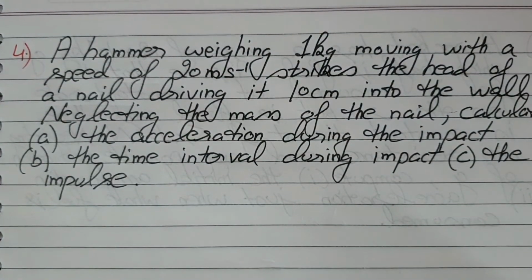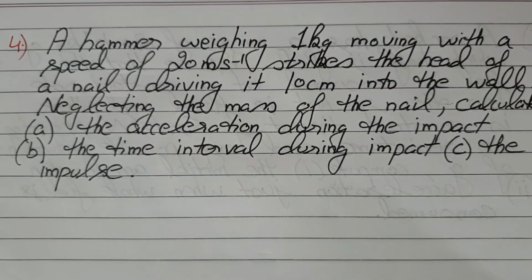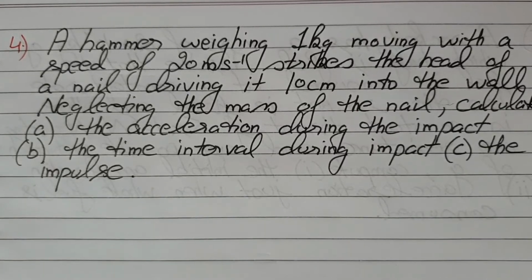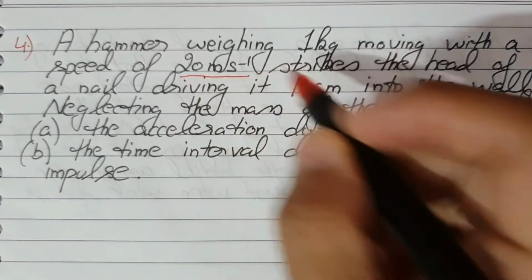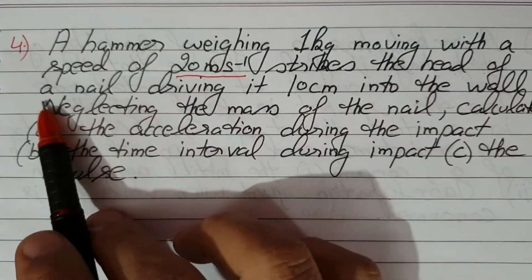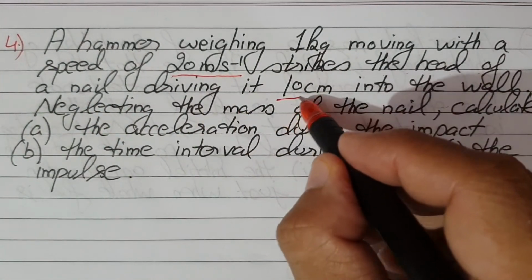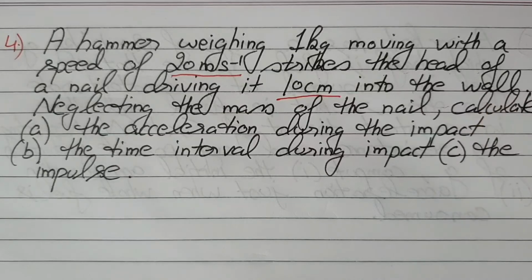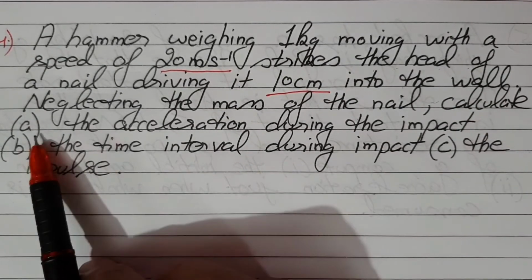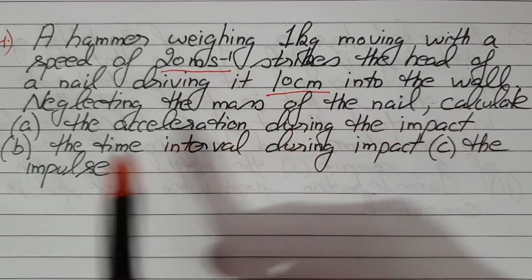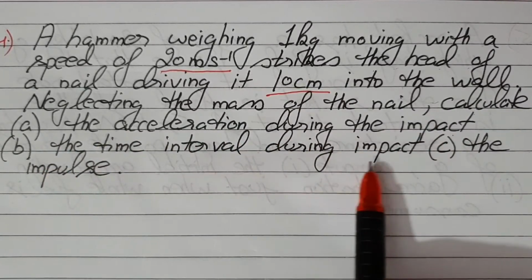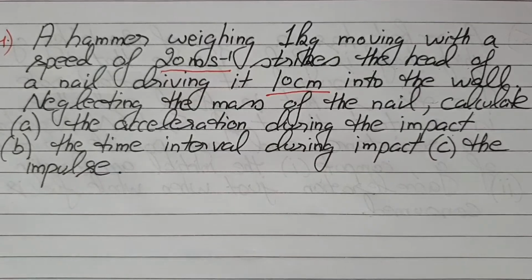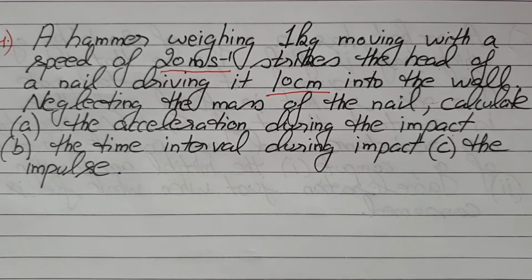Our next example: a hammer weighing 1 kg moving with a speed of 20 meter per second, which is the initial speed, strikes the head of a nail, driving it 10 centimeter into the wall. Neglecting the mass of the nail, calculate the acceleration during the impact, the time interval during the impact, and the impulse. So there are three parts.